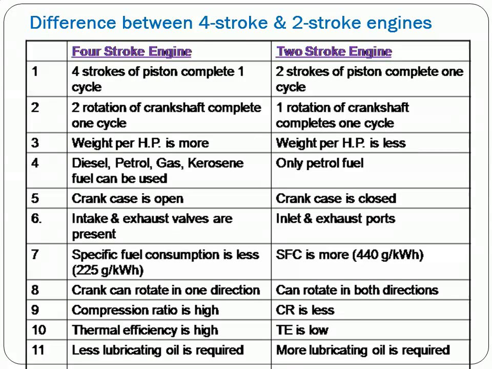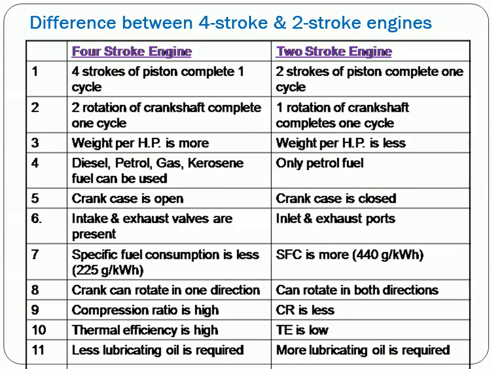In a four-stroke engine, the crankcase is open, whereas in two-stroke engine, the crankcase is closed and sealed. The sixth difference is that in a four-stroke engine, intake and exhaust valves are present, whereas in two-stroke engine, inlet and exhaust ports are present instead of the valves. The ports are basically holes through which inlet and exhaust operations are conducted.